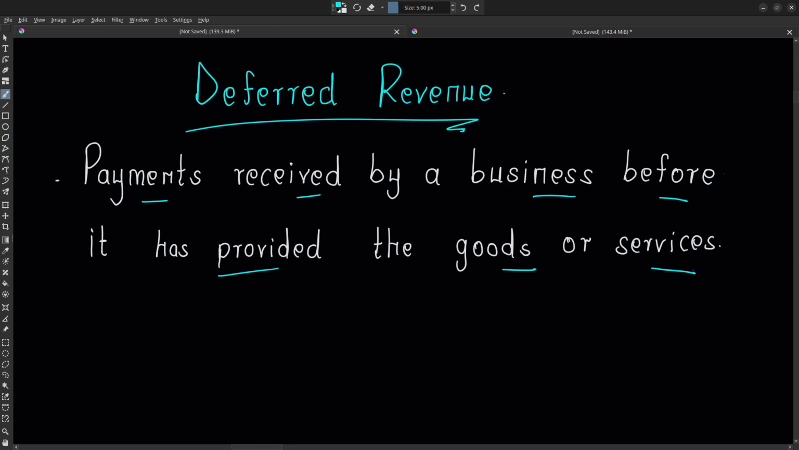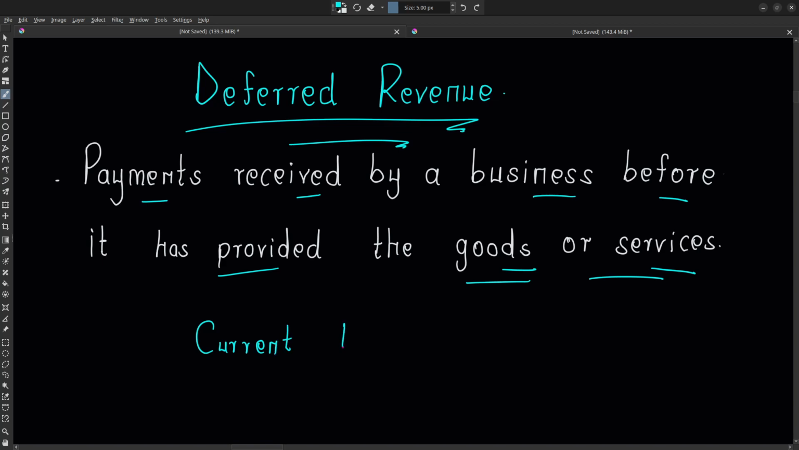And recall, in accrual accounting, we don't record revenue just because we have received a payment. No, we record revenue because we have earned it, we have provided the benefit of earning this revenue. So before you actually provide these goods or services, you're yet to earn that revenue because you've not given out the benefit to earn this revenue. So this is where we record this as deferred revenue.